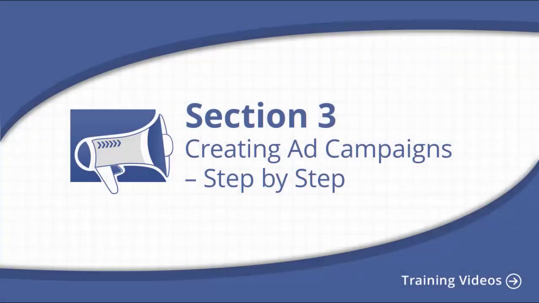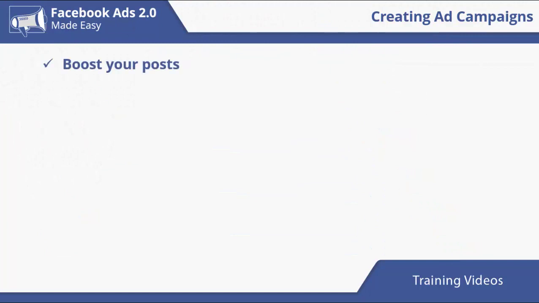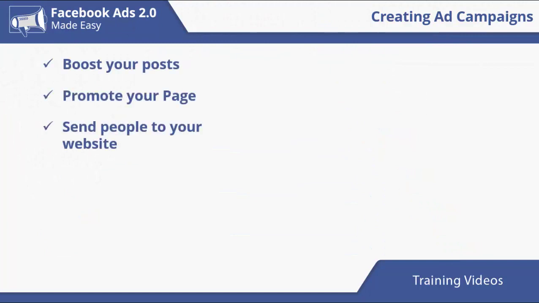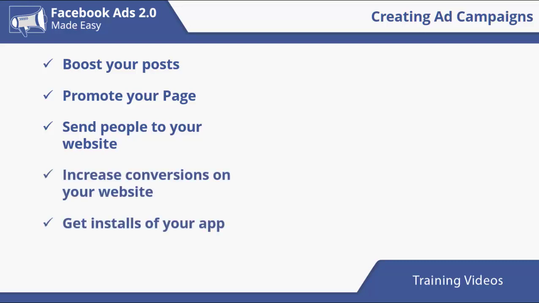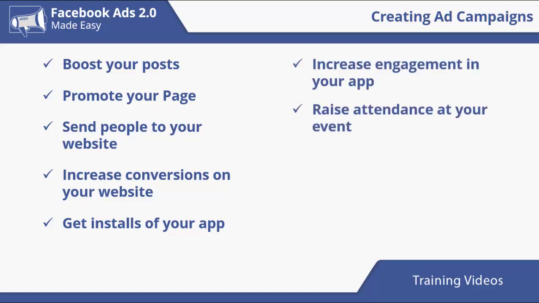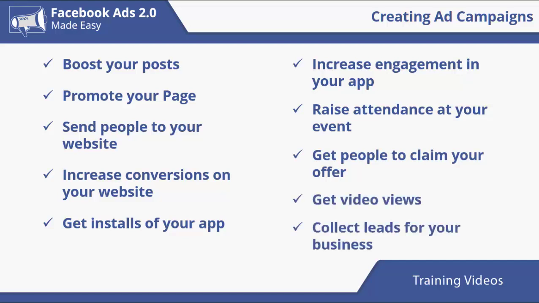Welcome to Section 3 of our Facebook Ads video training. In this section, we will show you live, step by step, how to set up every one of the 10 advertising campaigns that Facebook offers at the moment, which are: boost your posts, promote your page, send people to your website, increase conversions on your website, get installs of your app, increase engagement in your app, raise attendance at your event, get people to claim your offer, get video views, and collect leads for your business. We hope you enjoy and get the most out of this training section.